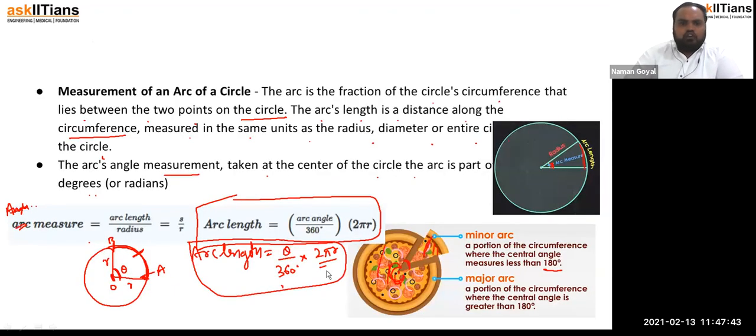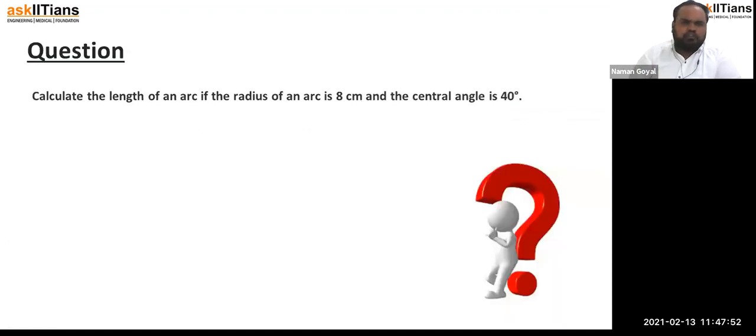Now what we learned is a very simple formula: arc length is theta upon 360 into 2 pi r, isn't it? Now we are going to do some questions related to that topic. To calculate the length of an arc, if the radius of the arc is 8 centimeter and the central angle is 40 degree.